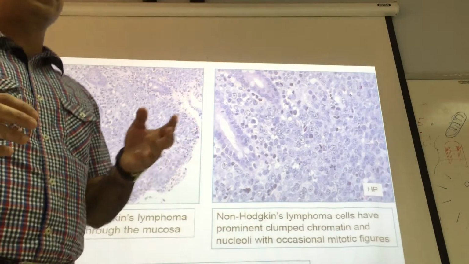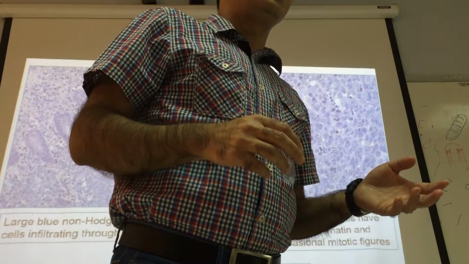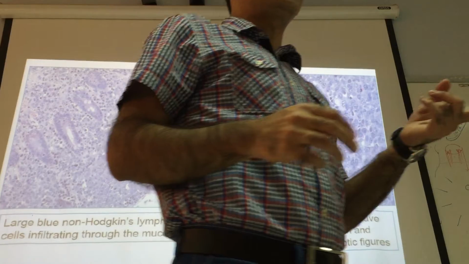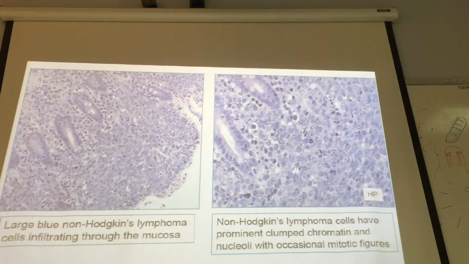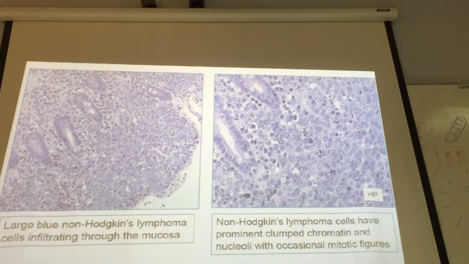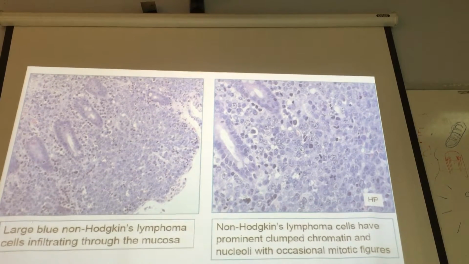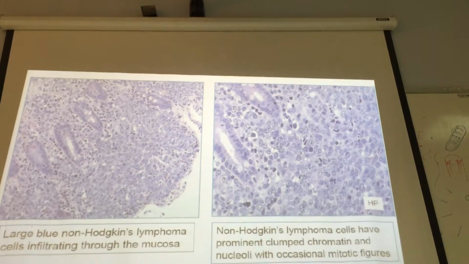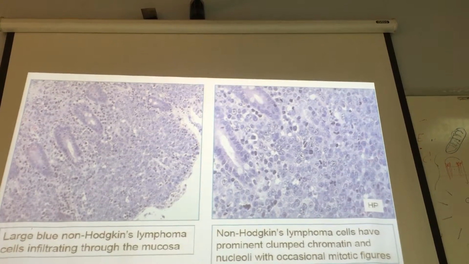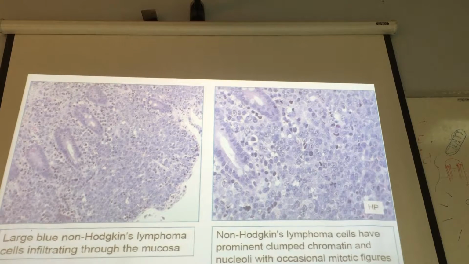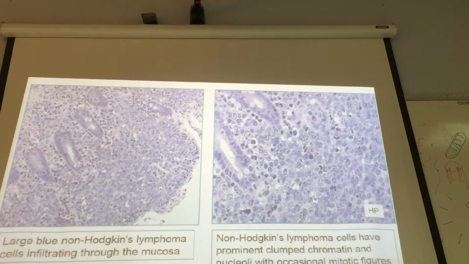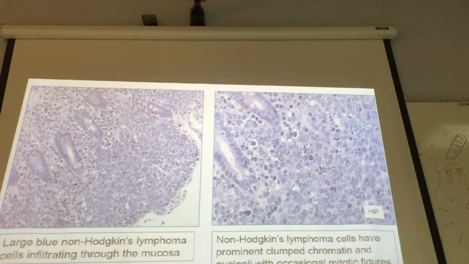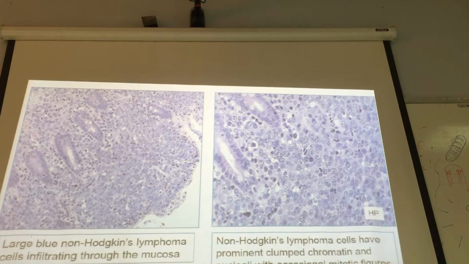Hodgkin lymphoma is characterized by what type of cell? Reed-Sternberg cell. Very good. At least you remember something. So Hodgkin lymphoma is characterized by the presence of Reed-Sternberg cells. Non-Hodgkin doesn't have the Reed-Sternberg. So this is the non-Hodgkin lymphoma. Here in the GI tract we don't have the Hodgkins. Yes, we can have, but rarely. It is mostly the non-Hodgkin and mostly the B-cell lymphomas.